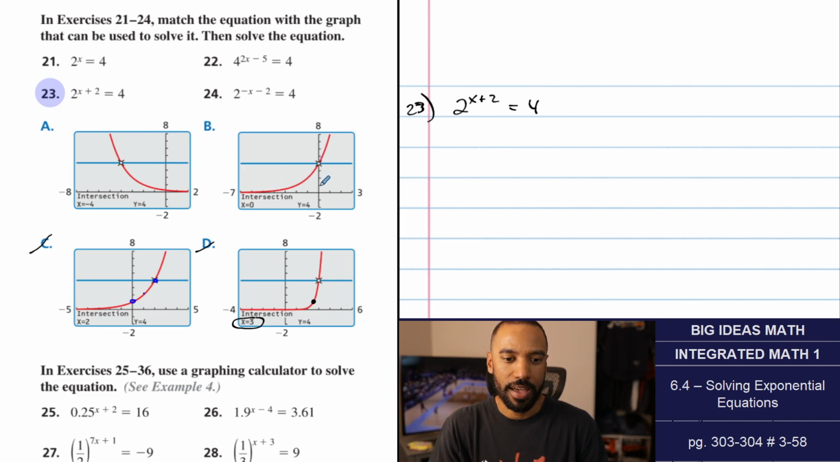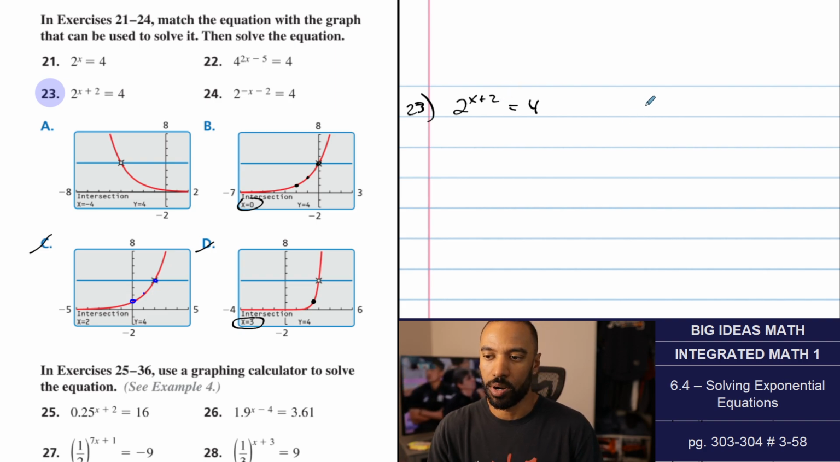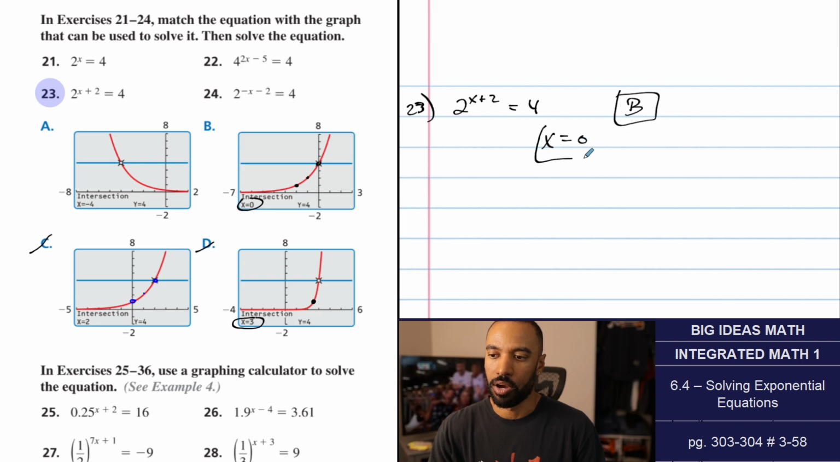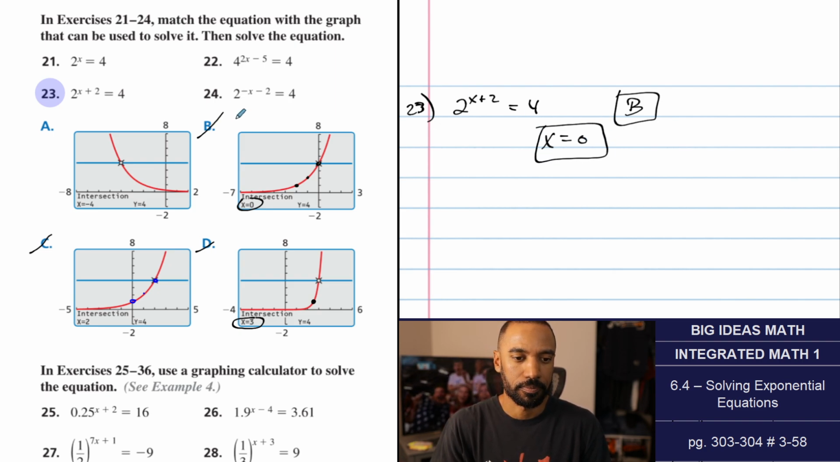You notice that we would have had a y-intercept here at 1, and now when we shift this thing to the left, that 1 actually appears right here. And then you double as x increases by 1. X increases by 1, you double, x increases by 1, you double. And substituting 0 in for x is what's going to give you 4 out. 2 to the 0 plus 2 is 2 squared, which is 4. This is graph B, and x equals 0 is the solution to this one. So number 24 must be A.